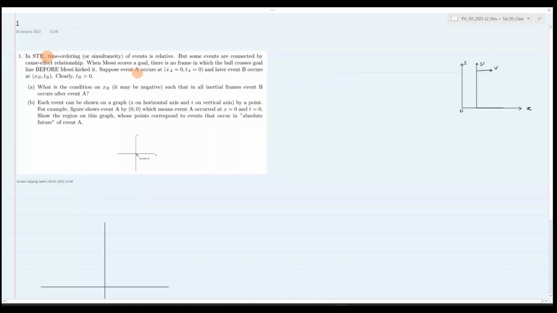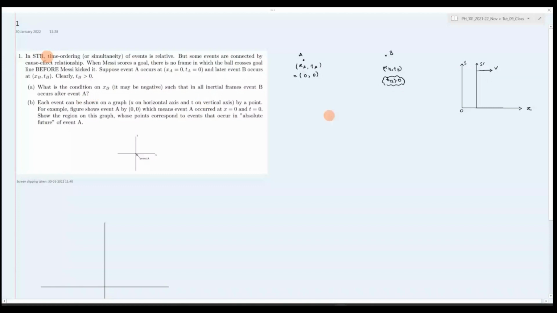So suppose two events A and B. A occurs at xa comma ta, and it is given to us that these are 0 comma 0, and later B is occurring somewhere at xb comma tb, and also it is given to us that tb is happening in the future. Okay, tb is greater than ta, which is actually 0, so tb is greater than 0. This is given to us. Now we have been asked what is the condition on xb such that in all inertial frames event B occurs after event A.